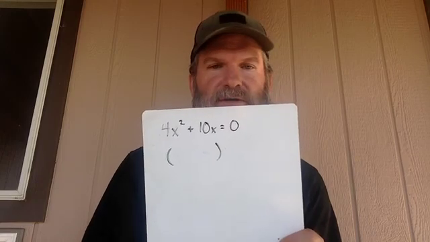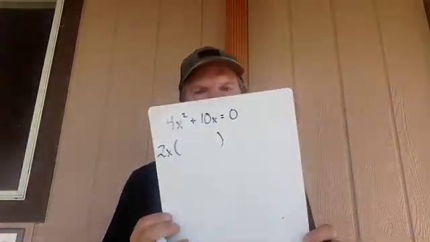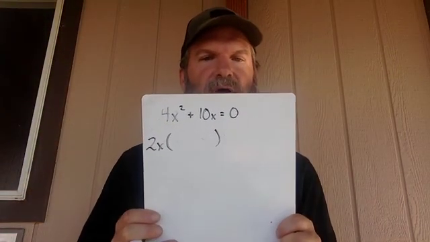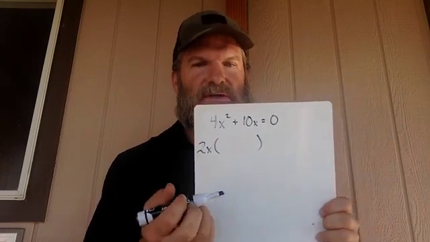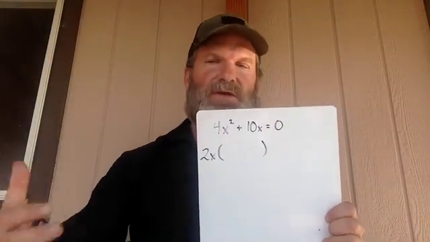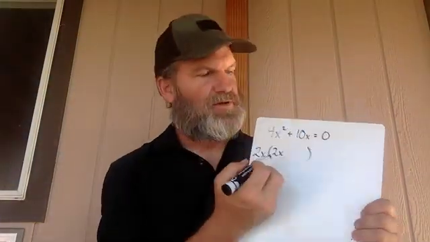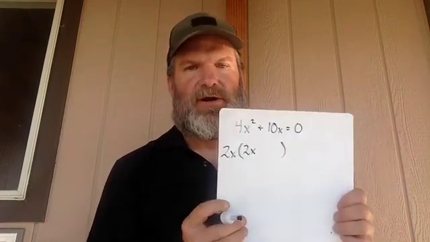Well, it's 2x. You could pull a 2 out of a 4. You can divide 4 by 2, and you could divide 10 by 2 and still get a whole number. And you can take an x out of each one of those terms. So what's left in the parenthesis? What's left of 4x squared after you take a 2x out? 2x still. And think about the distributive property. If you had to distribute 2x times 2x, you would get 4x squared.